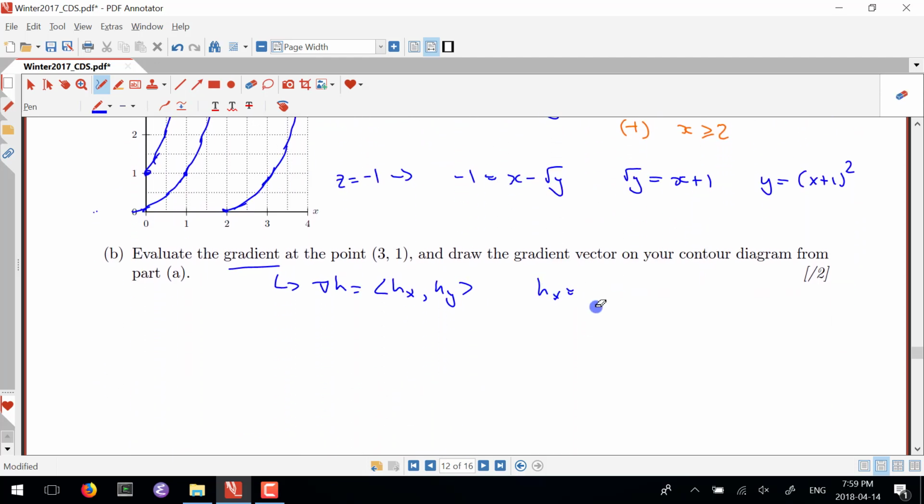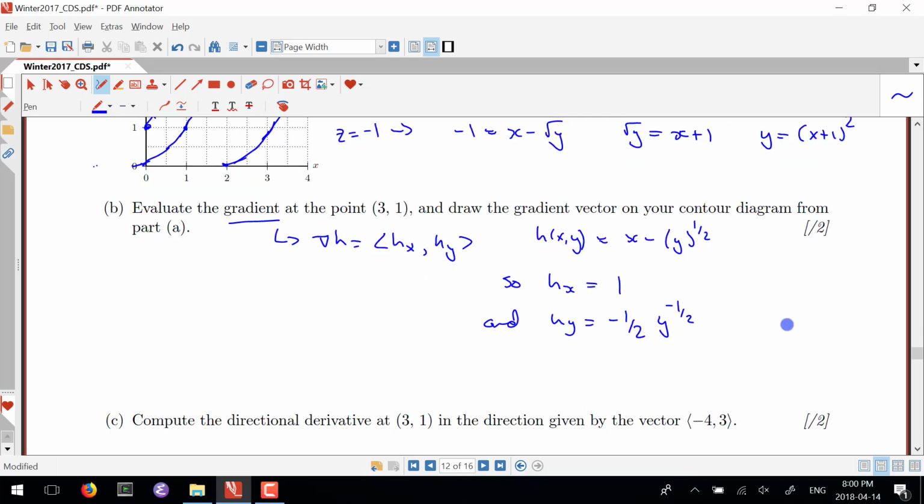Let's actually rewrite this for a second. h of x, y is equal to x minus y to the 1/2, which is a much safer way to write this if we're differentiating. And so our x derivative is going to be 1, and our y partial derivative is going to be -1/2 y to the -1/2.